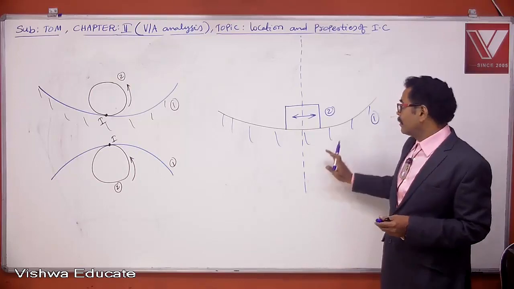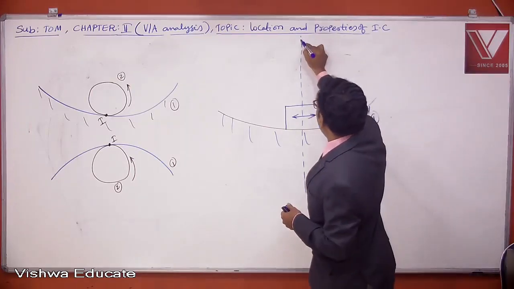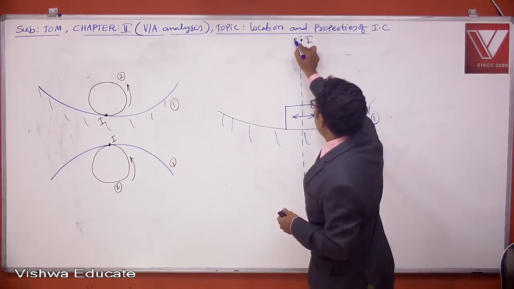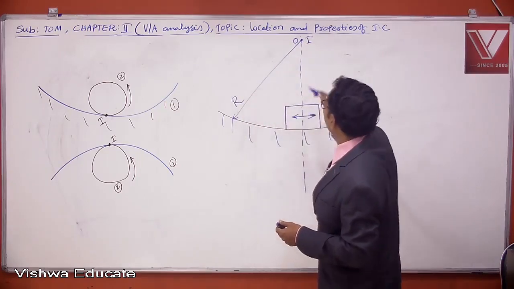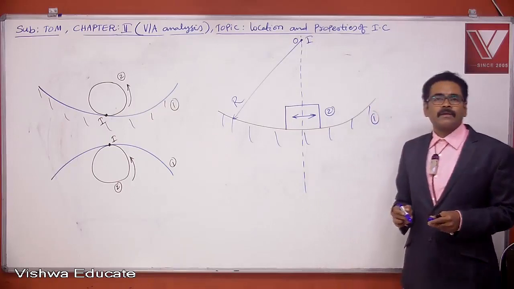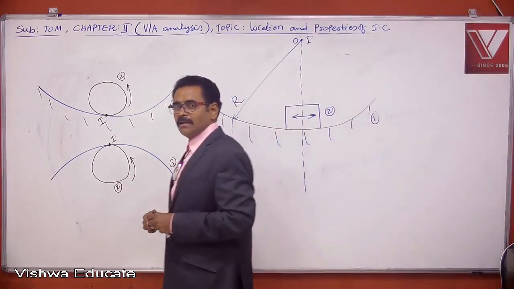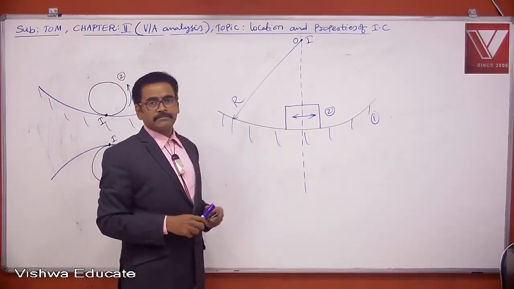The IC lies on the common normal at the center of curvature. Maybe this is the center of curvature. Generally, we indicate the center of curvature with O, and this is the radius of curvature. When two bodies are executing pure sliding motion, their common IC lies at the center of curvature, like this.